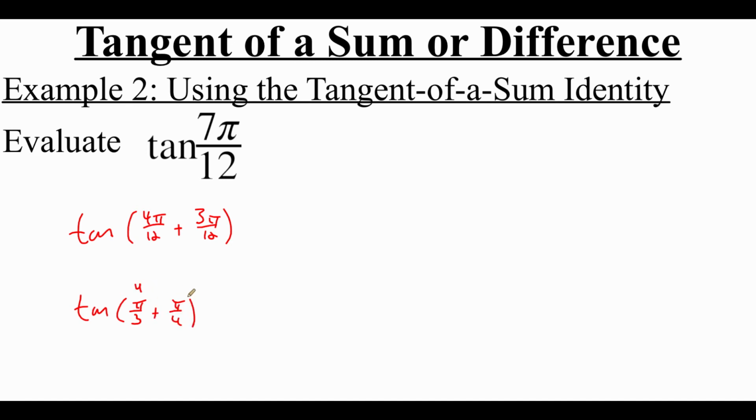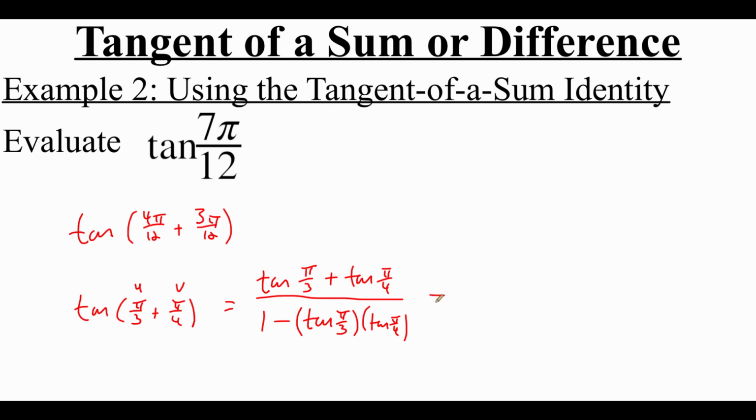So pi over 3 is going to be my u value, pi over 4 is going to be my v value. So based on our formula, we are supposed to do the tangent of pi over 3 plus the tangent of pi over 4 all over 1 minus the tangent of pi over 3 times the tangent of pi over 4.